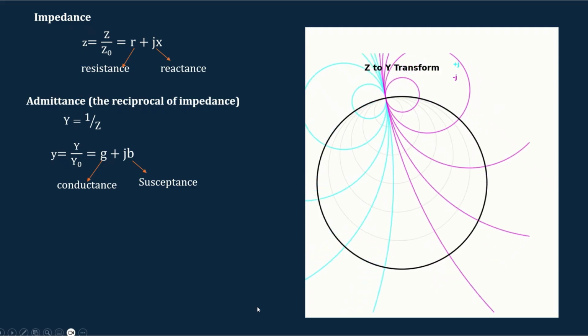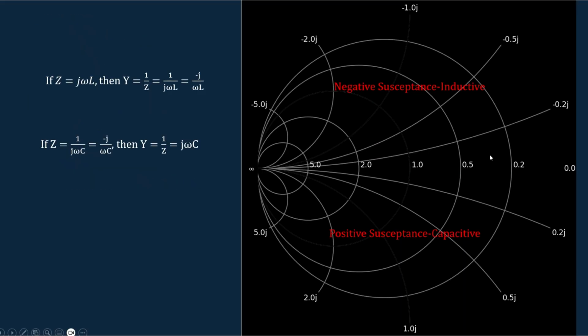Let's see that in more detail. Here this is the admittance chart, and these circles are the constant conductance circles, similar to the constant resistance circles in the impedance chart. As it takes the 180 degree reversal, the top portions represent the negative susceptance or the inductive values, and the bottom portions represent the positive susceptance or the capacitive values.